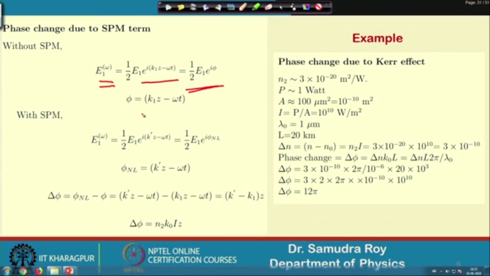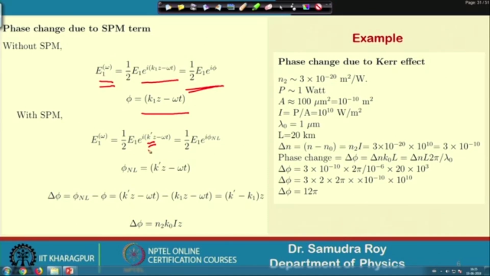Phi is k1 z minus omega t. With SPM, and this is without SPM, this is the way one can write the total electric field. With SPM, one can again write the same electric field, but the only change is k prime, because k1 was the propagation constant without any kind of nonlinearity, and k is the propagation constant of the system with nonlinearity.